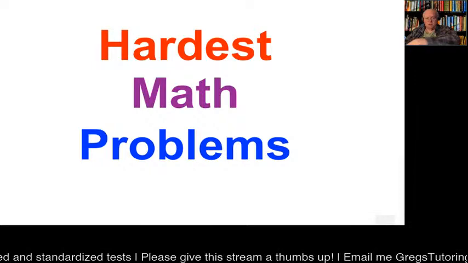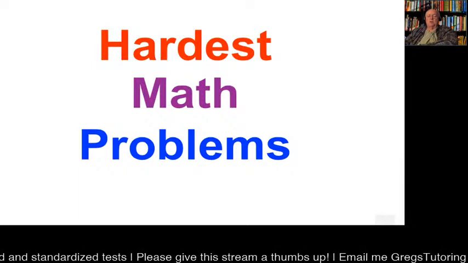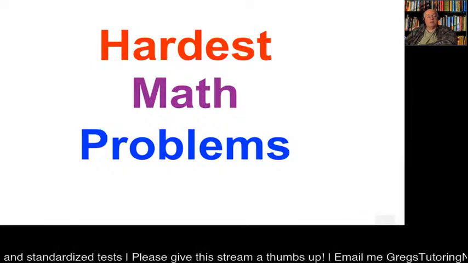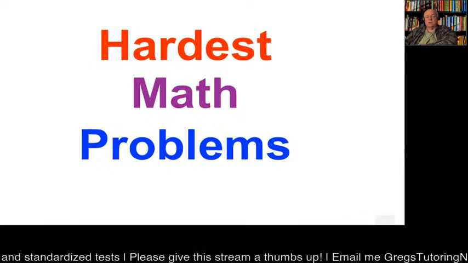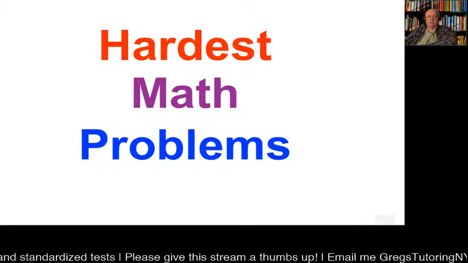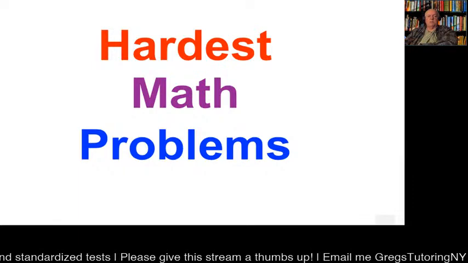So I'm continuing my hardest math problem series here. We're up to part 3 of the grade 6 hardest problems. There's probably going to be a part 4 to this because I'm running short on time today and there's still a lot of problems left, which is fine. It's better off to get these in bite-sized pieces.